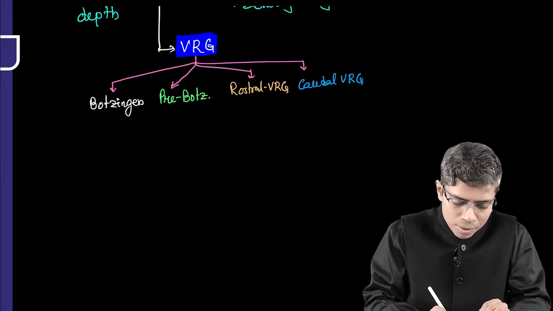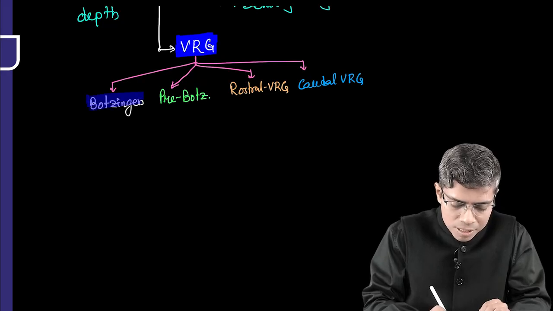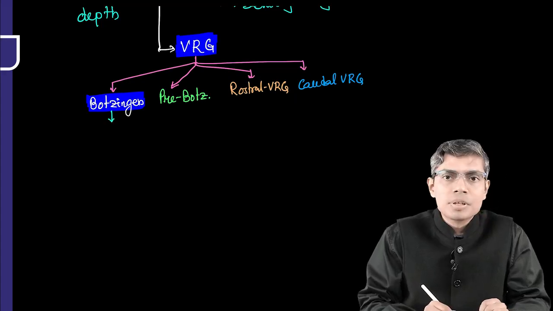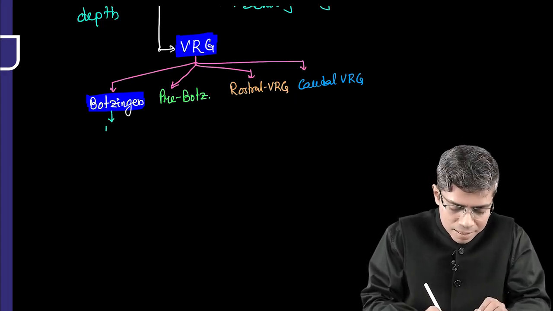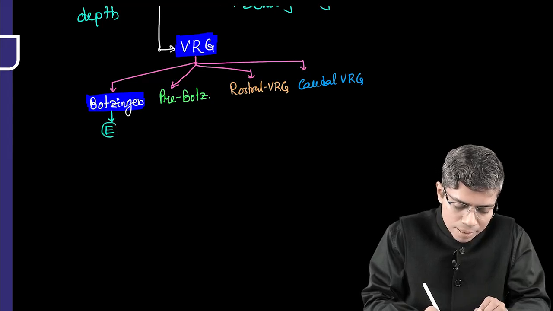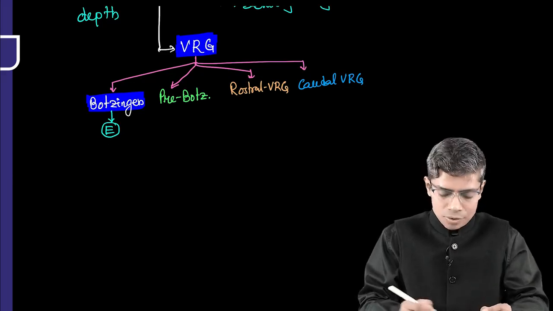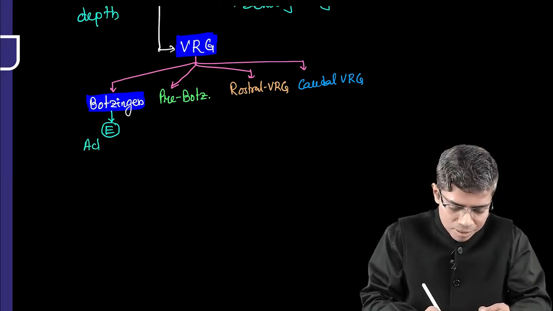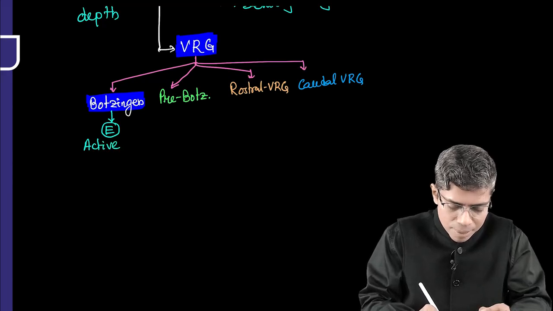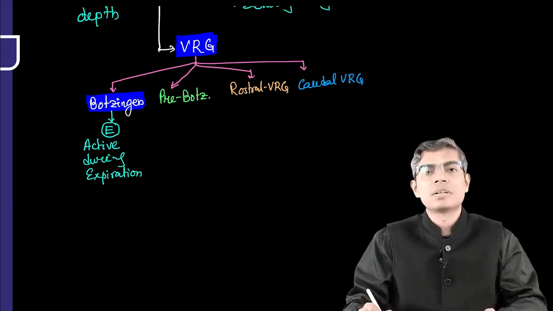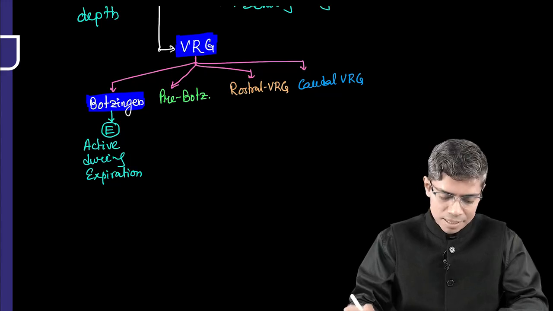Now, if I ask you what is the role of the Bötzinger complex of neurons? You know that it contains mainly the expiratory group of neurons, and the main role is to control expiration. These neurons are active mainly during expiration, right? So you have to remember that the Bötzinger complex of neurons is for expiration.